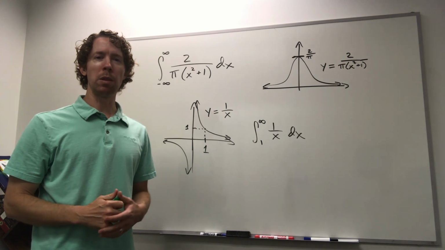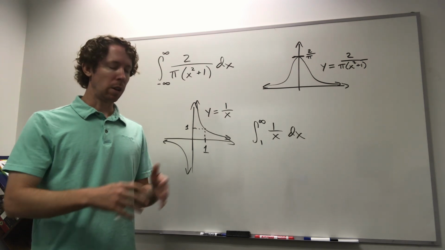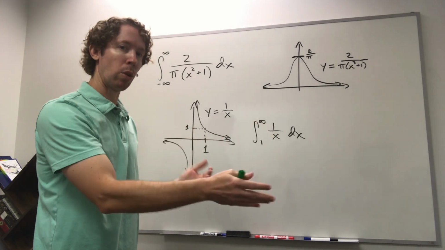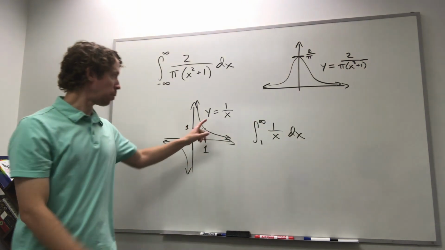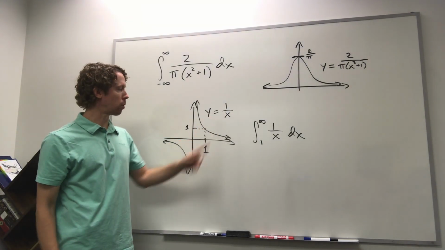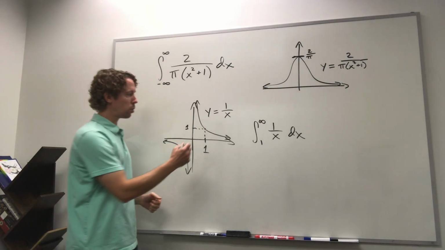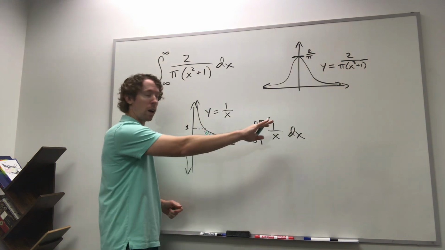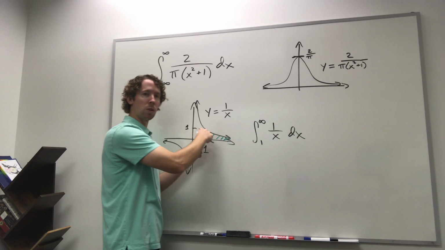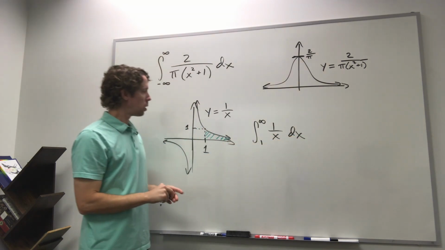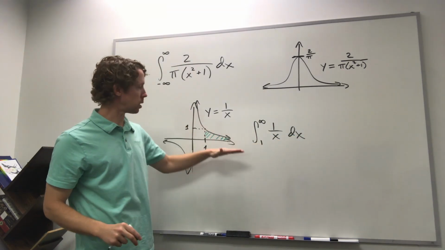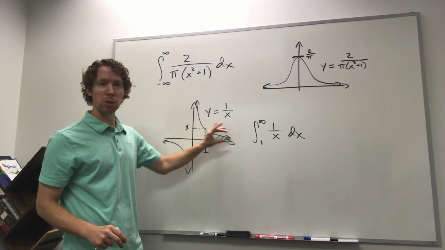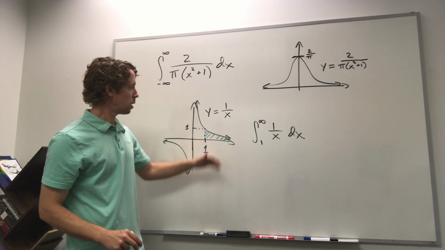At some point, you may be interested in integrating a function from some finite value out to infinity, or back to negative infinity. For example, if you look at the function y equals 1 over x, you may want to try to find the area from x equals 1 all the way out to infinity. We know this has a horizontal asymptote at y equals 0, so this function never crosses the x-axis. It just goes forever. And we may want to get some sort of measure for that area underneath the curve.